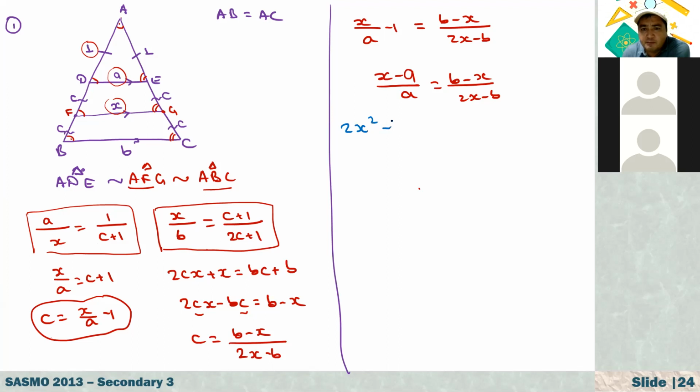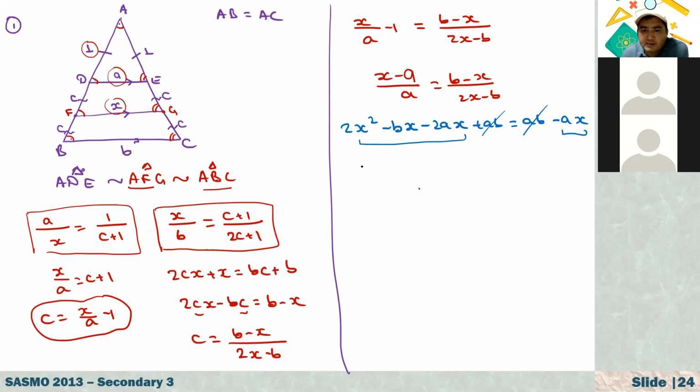X times 2X, 2X squared. X times B minus BX, minus A times 2X, minus 2AX, minus A times minus B, plus AB. On the right hand side, A times B, AB minus AX, right? So this AB, they cancel each other. On the left hand side, X is a common factor. On the right hand side, X is a common factor.